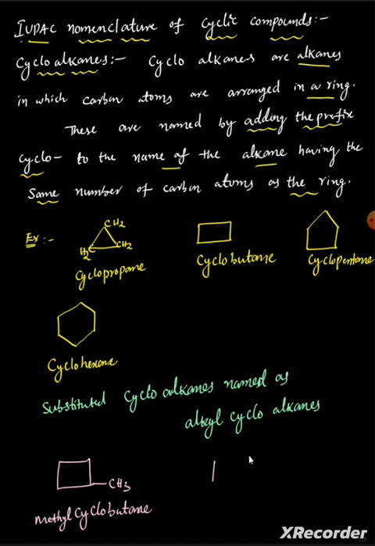Like this, suppose for example we take cyclohexane. Here a C2H5 group is there. Then the name of this compound is ethylcyclohexane. These substituted alkanes are named as alkyl cycloalkanes.